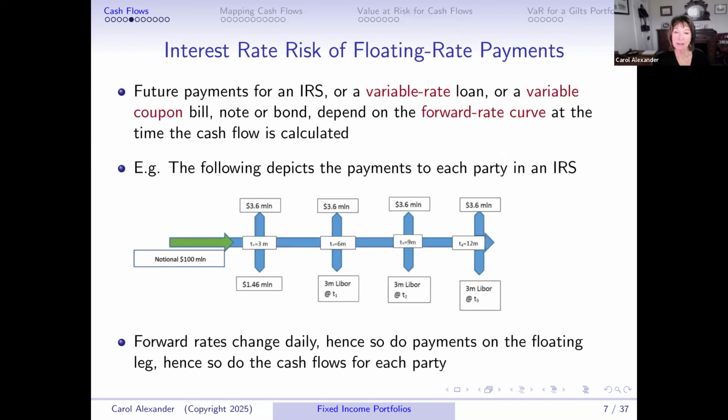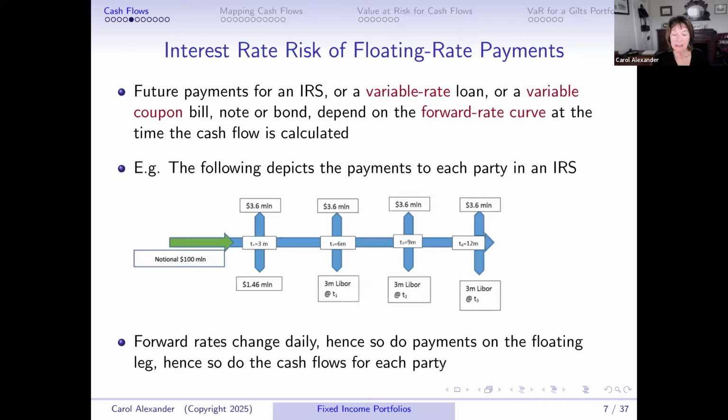And what about interest rate risk of floating rate payments? So whether it's an interest rate swap, or indeed it could be a variable rate loan or a variable coupon bill, note or bond, all of these depend on what we call forward rates, or the whole curve, the forward rate curve. Whenever we're looking at our cash flow, the cash flow itself, not just the discount rates, but the actual amount of the payments or the income, is going to depend on that forward rate curve.